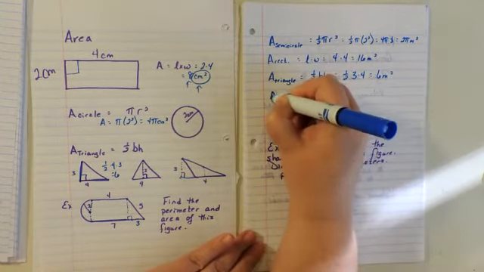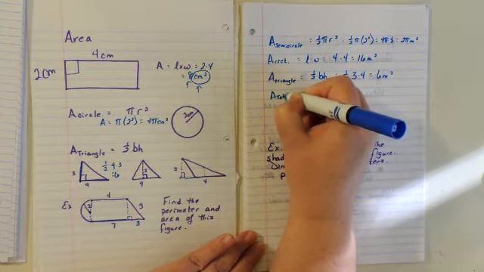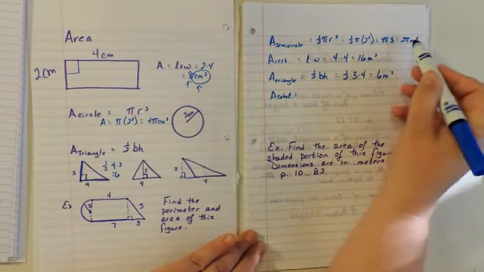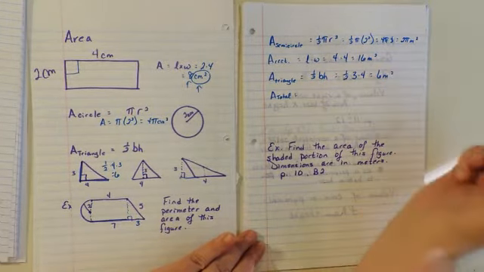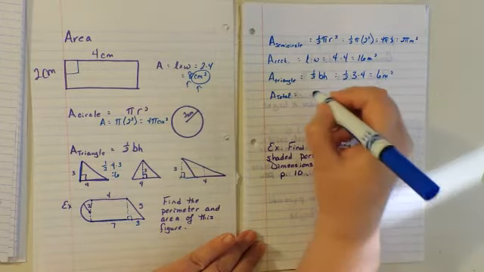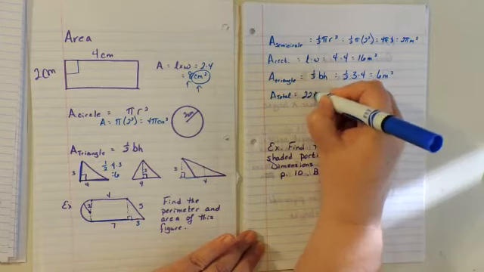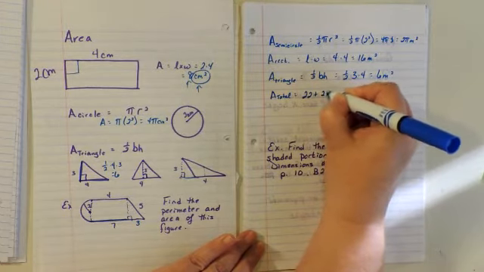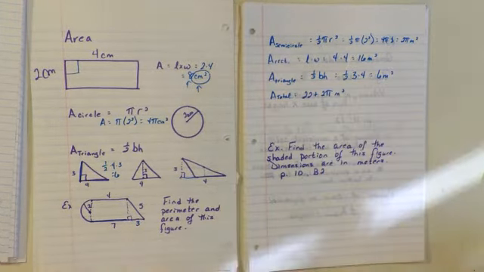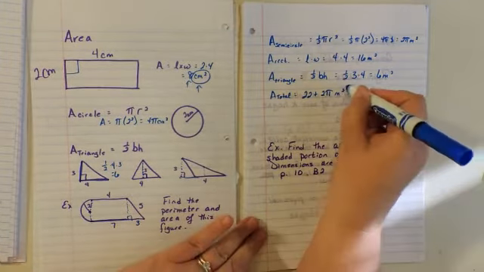So the total area is going to equal 2 pi plus 16 plus 6, which is going to be 22, that's 16 plus 6, plus 2 pi meters squared. Okay? You can leave it like this.